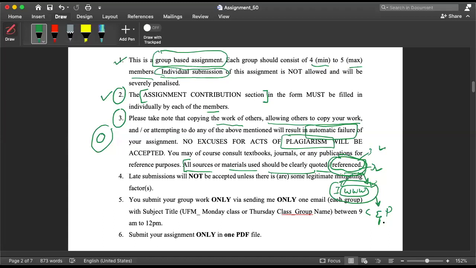All right. So that's very important for number 3. Number 3 is finished. Any questions regarding number 3? Any question?